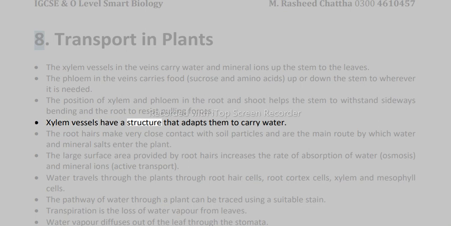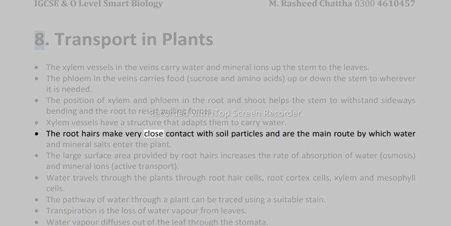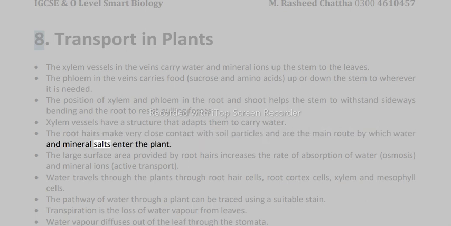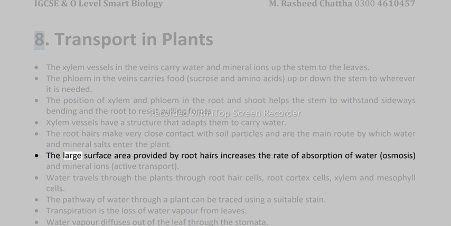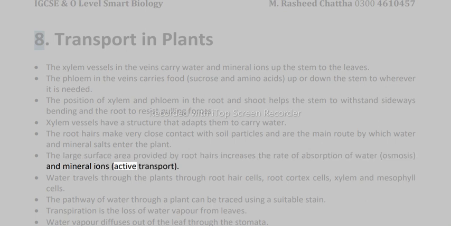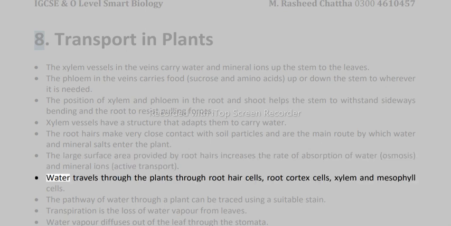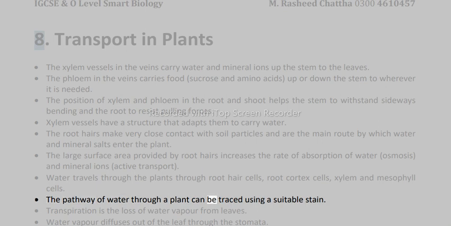Xylem vessels have a structure that adapts them to carry water. The root hairs make very close contact with soil particles and are the main route by which water and mineral salts enter the plant. The large surface area provided by root hairs increases the rate of absorption of water, by osmosis, and mineral ions, by active transport. Water travels through the plants through root hair cells, root cortex cells, xylem and mesophyll cells. The pathway of water through a plant can be traced using a suitable stain.